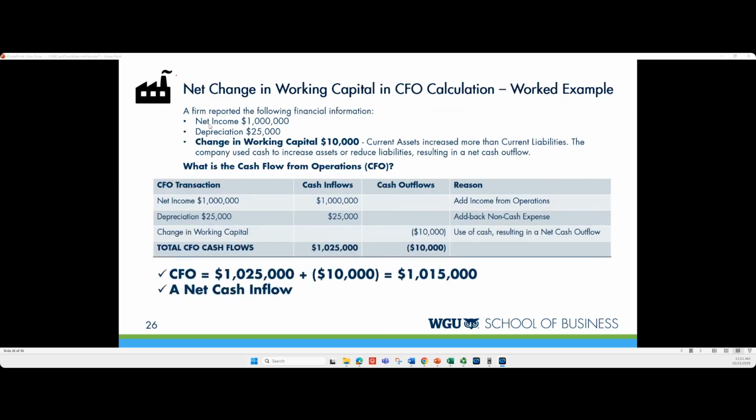And so here's an example where we just are presented with the change in working capital. And you'll see, in this case, it's a positive number. So it means the current assets have increased more than the current liabilities. So that means it's going to be a cash outflow. Any questions on that if you just see the net change in working capital?